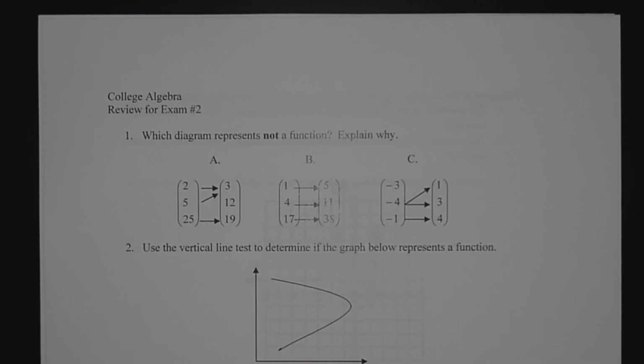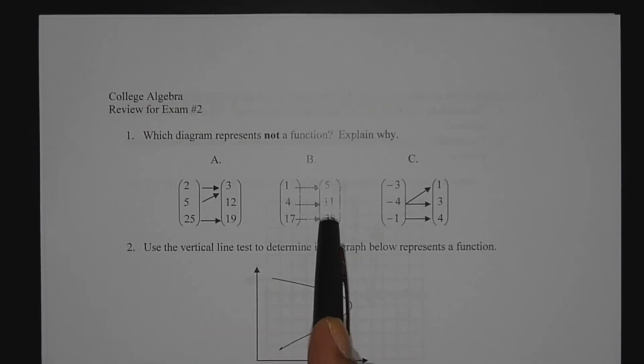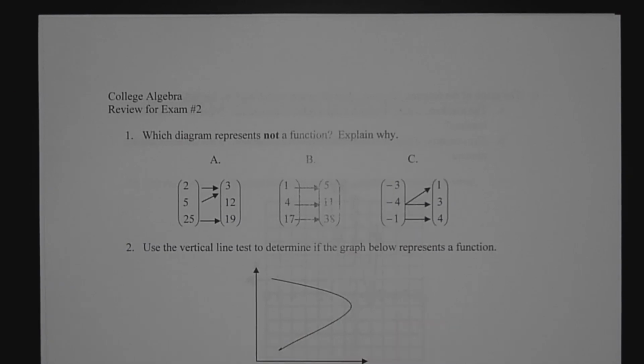All right, so we'll go ahead and start reviewing for what will be on exam number 2. Problem number 1 says which diagram represents not a function, and explain why. In this case, you're going to be given 3 different mappings, A, B, and C, and you want to choose which diagram is classified as not being a function and explain why it's not a function.